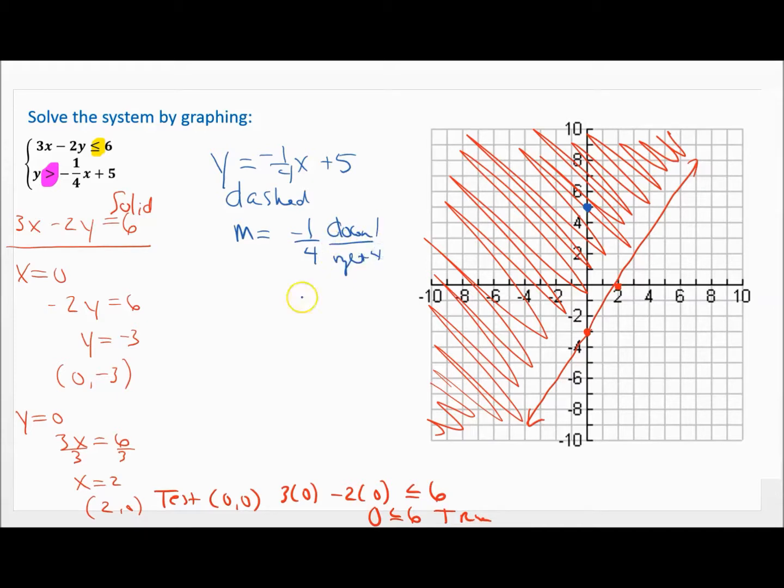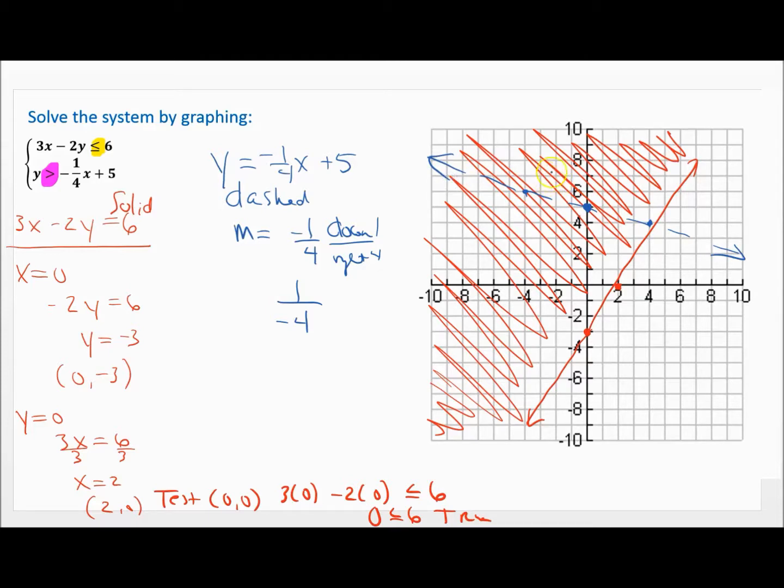So that means I can go down 1 and right 4. I could do the opposite too. I could go up 1 and left 4. Or we could do both. So let's go down 1 and right 4. 1, 2, 3, 4. Looks like that's on my line. Or I could do the opposite. We could go up 1 and left 4. 1, 2, 3, 4. And again, I connect those with a dashed line. Not finished, because I have to shade.